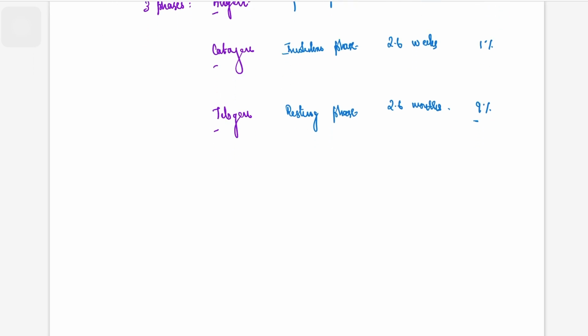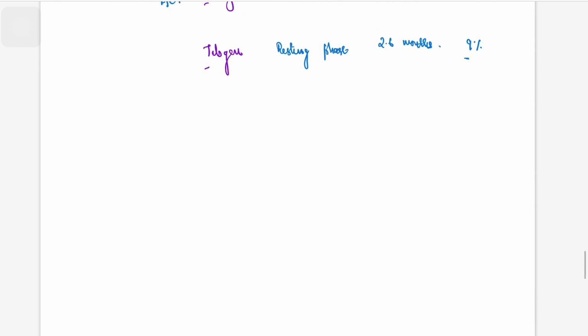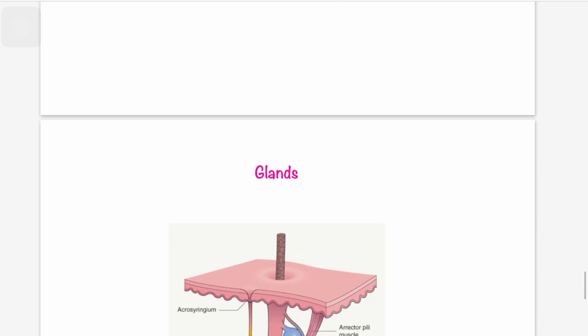Okay, this is about the hair cycle. It's easy to remember these phases. It's like ACT. It's ACT. Okay, act. Let's move on to another structure.